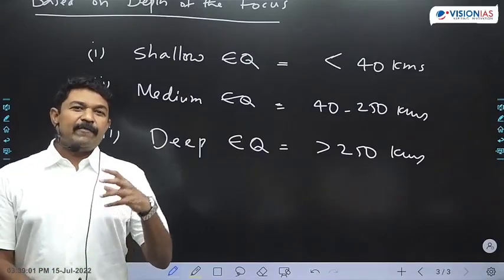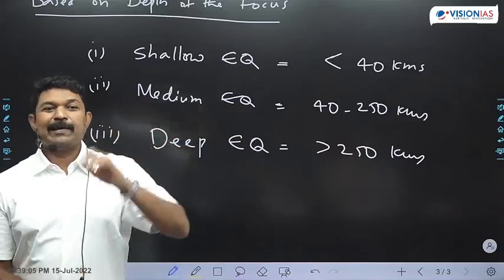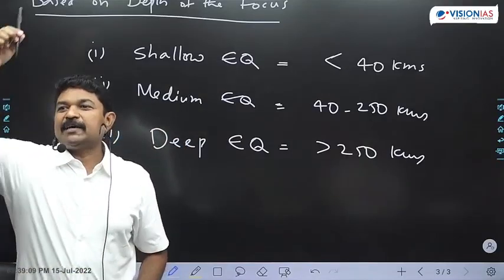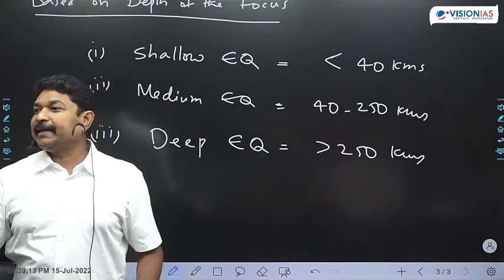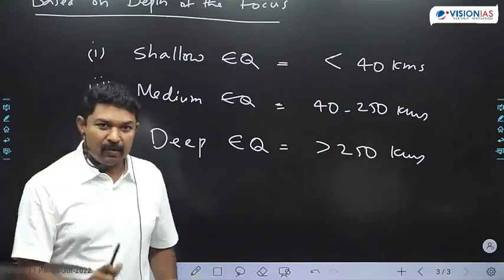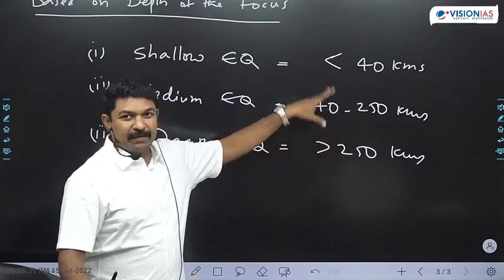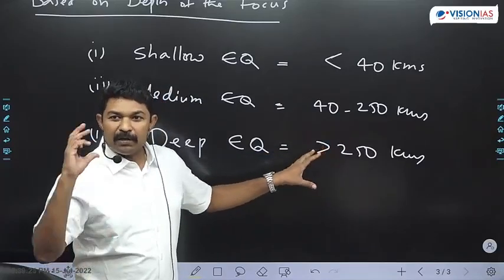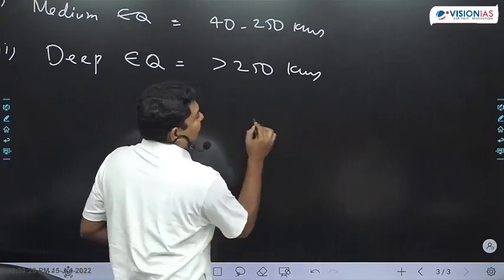Deep earthquake, even though it is of high magnitude, the impact will be very less. Why? Because by the time the waves come onto the surface, they become weak. When they become weak, they can't create much destruction. Is it clear? Now, whenever you are seeing these numbers like 40, 40 to 250, beyond 250, what idea should be there for you? What idea should be there?